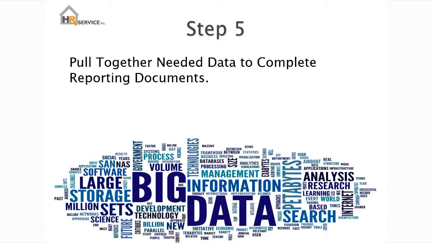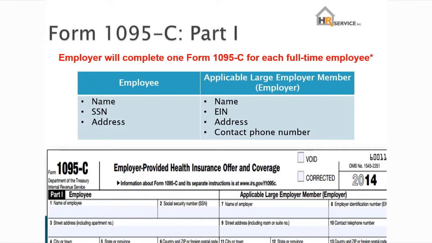All right, step 5, we're now ready to begin pulling together the data needed to complete the reporting documents. So hopefully you already have this information together through your payroll or HRIS system. I'll briefly outline the data by referencing each of these sections. In Part 1 of the 1095-C report, you'll need basic employee and employer information. For employees, you'll need the employee's full name, social security number, and address. For the employer, it asks for the employer's name, EIN, address, and telephone number.